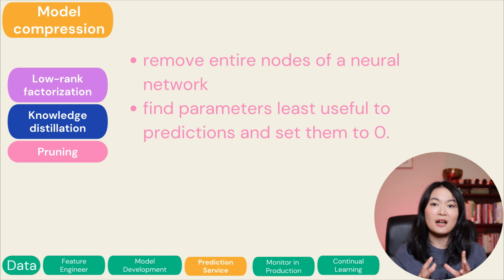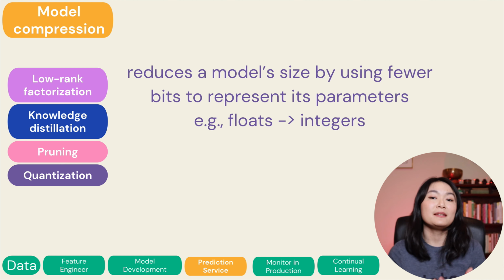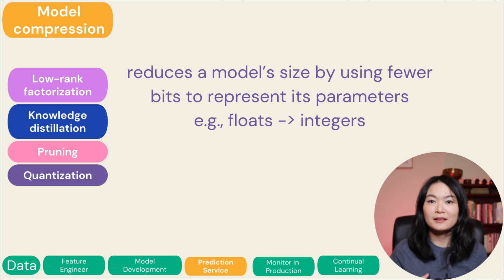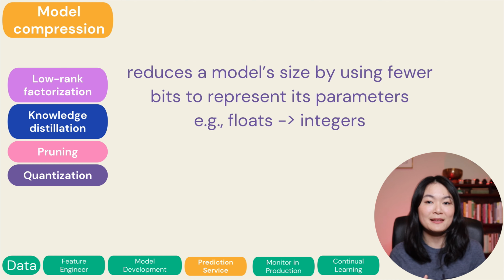One is to remove entire nodes of a neural network, which means changing its architecture and reducing its number of parameters. The more common meaning is to find parameters least useful to prediction and set them to 0. Quantization is the most general and commonly used model compression method, which reduces the model size by using fewer bits to represent its parameters. For example, instead of using floats, you may have a model entirely in integers. Each integer takes only 8 bits to represent.